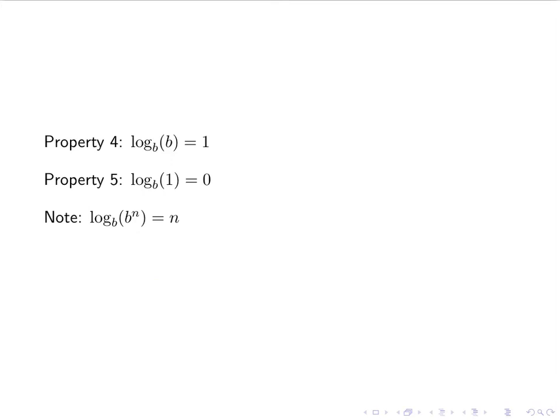The following isn't listed as a property, but I really think it should be, and this is that log base b of b to the n equals n. And if we translate this back into exponentials, it makes perfect sense. This is saying that b to the n equals b to the n. Okay, so if I can write the argument as my base to a power, then all it equals is the power. So log base b of b to the n equals n.